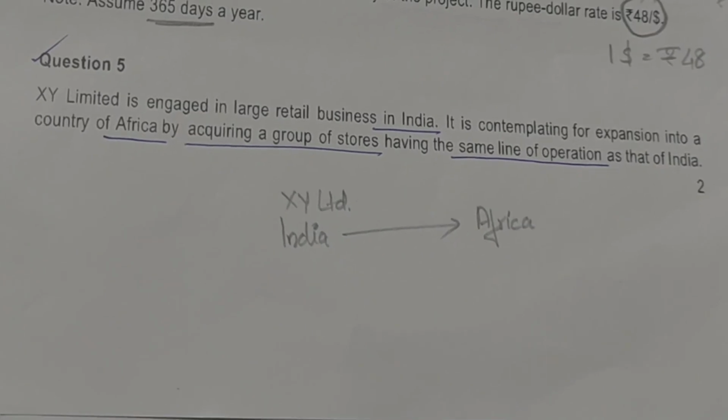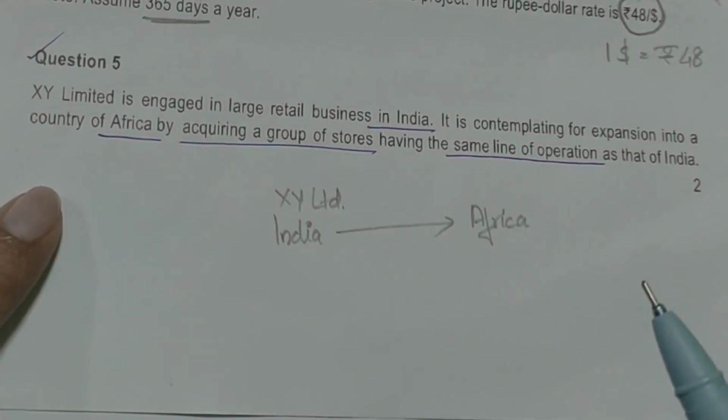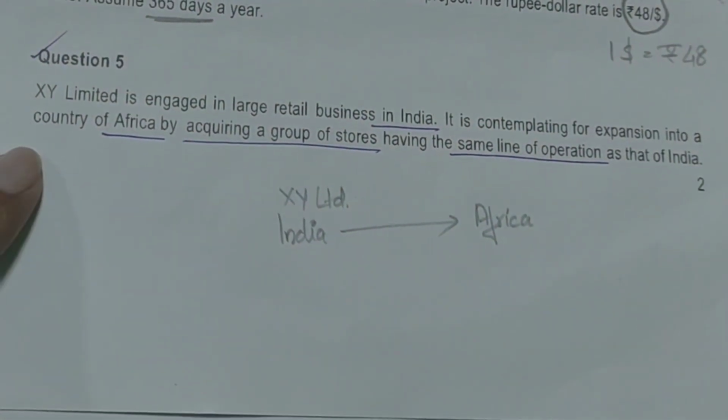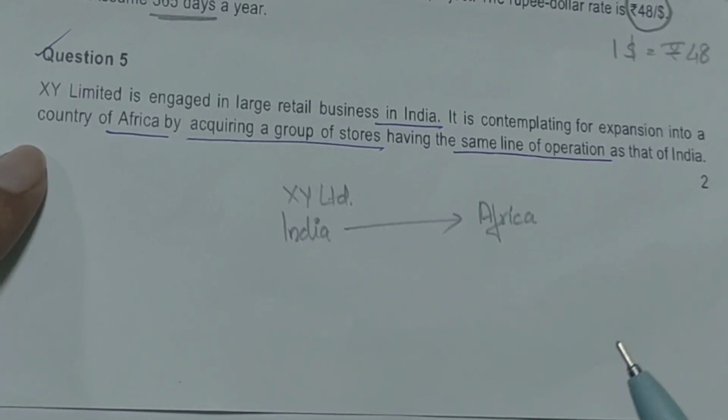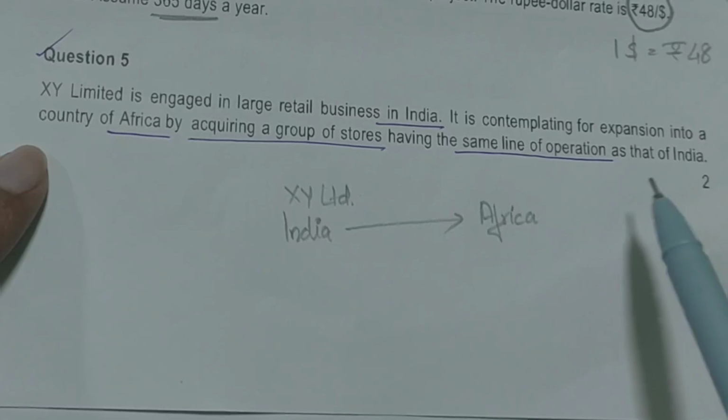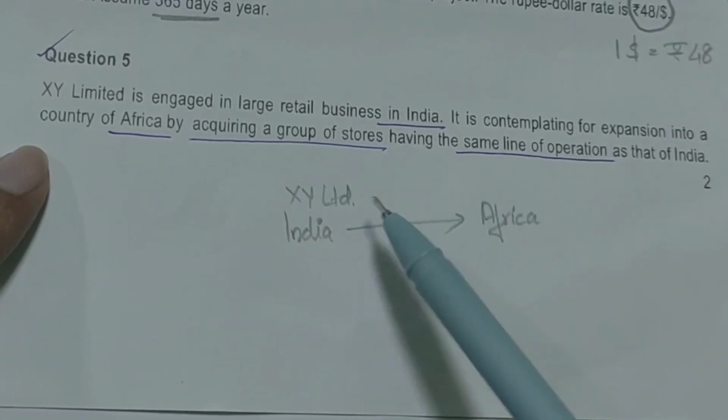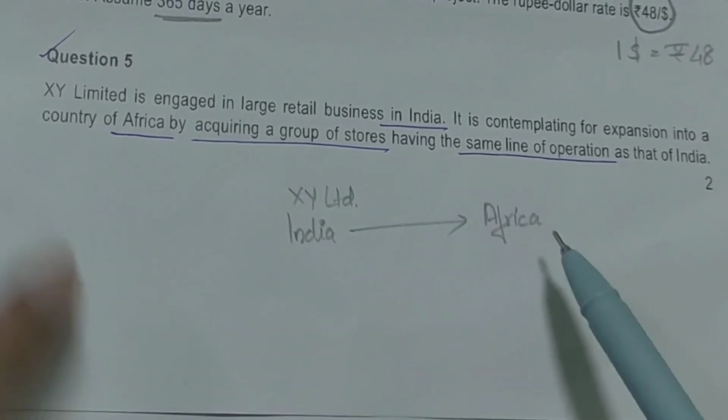Now we do question number 5. XY Limited is engaged in large retail business in India. It is contemplating expansion into a country of Africa by acquiring a group of stores having the same line of operation as that of India. So XY Limited is in India and they are expanding to Africa.